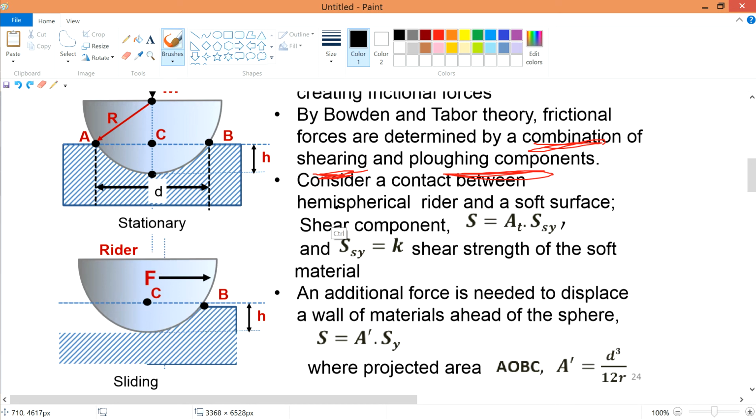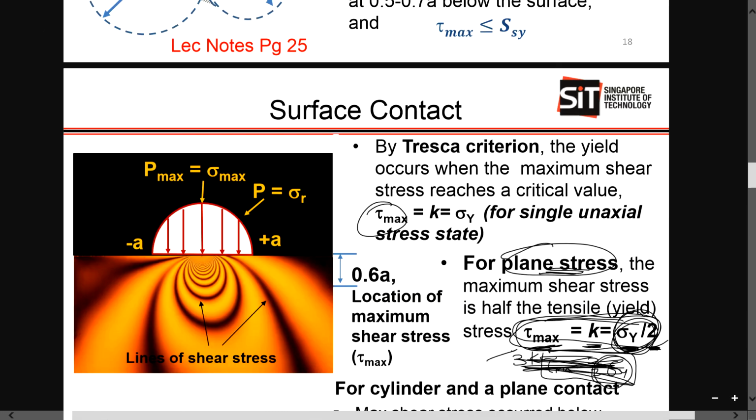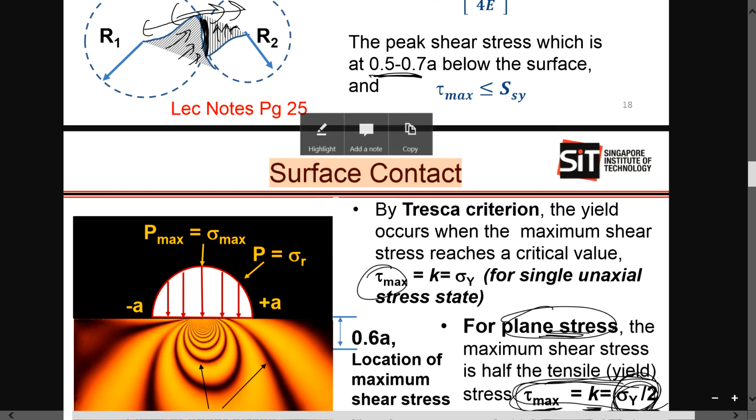So you rub the rider across this soft surface, and the shearing component is this one: S, the shearing component, equals A times s. This is the shear force. We should say this is tau. No, sorry. This is the shear force, just force. So how does this relate to the previous things? You may have forgotten. This comes back from the surface contact about 2 or 3 videos ago.